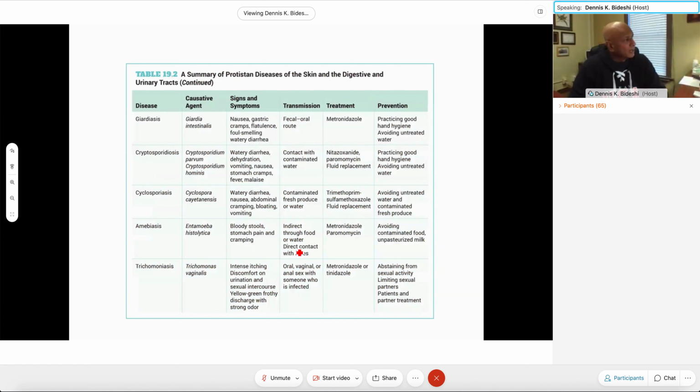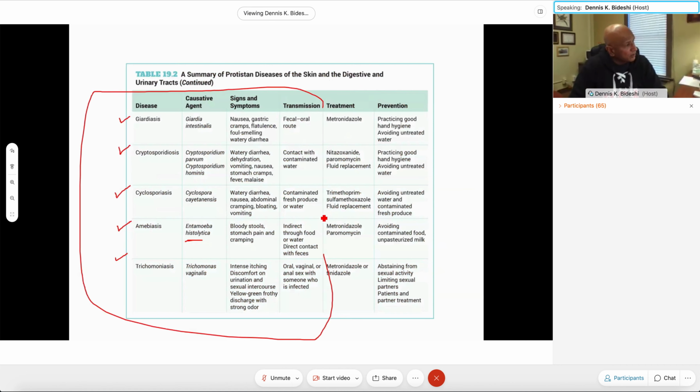All right, now I want to move on to diseases of the intestinal tract and, of course, the genitourinary tract. So we can look at giardiasis, cryptosporidiosis, cyclosporiasis, amoebiasis, a really nasty organism, Entamoeba histolytica, and then the only STD transmitted to humans that is a parasitic one. This is trichomoniasis, which goes by Trichomonas vaginalis. So again, name of disease, causative agent, signs and symptoms, and then the transmission here. All right?